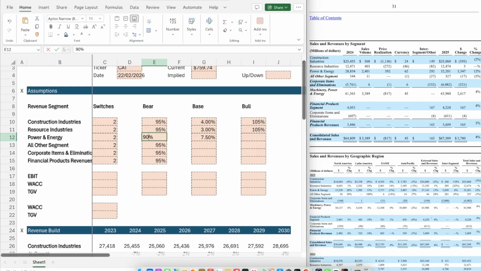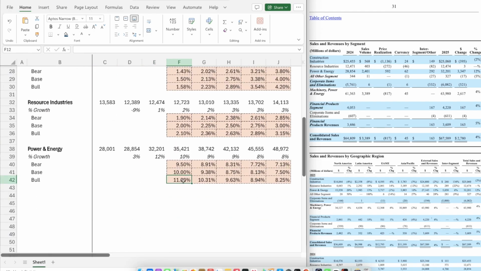But this one put 90% because it's probably the more volatile because it's all dependent on the capex spend and the data center spend by the big tech companies. So yeah, there's a lot of room between, I guess, the bear, base and bull case.